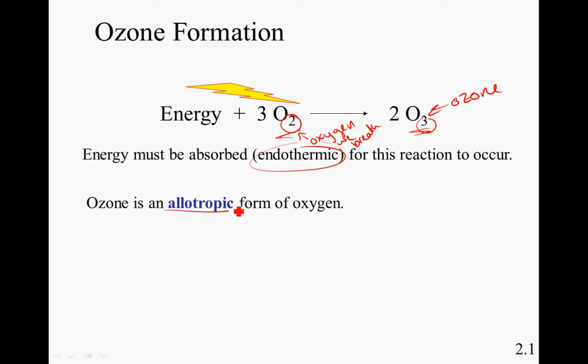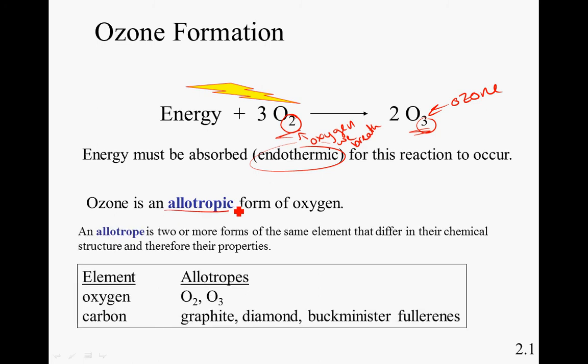Ozone is an allotropic form of oxygen. An allotrope is two or more different forms of the same element, but their properties are really different because their structures are different. O2 and O3 are both oxygen, but they're two different forms of oxygen. Just like graphite and diamonds are both considered carbon, but they're completely different. I would not want a graphite ring. I'd rather have a diamond ring.